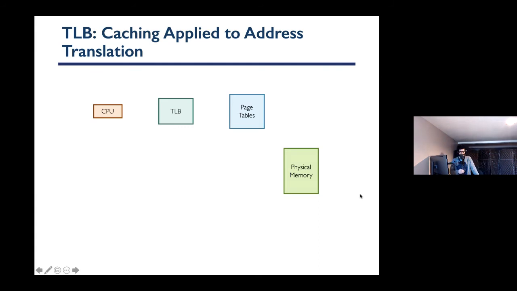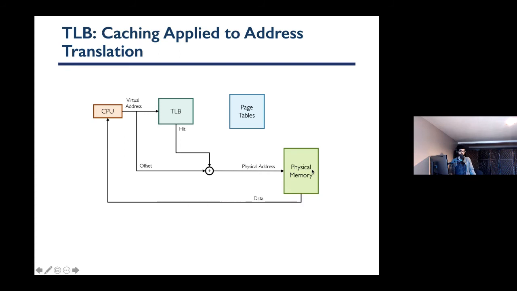Let's see where the TLB sits in our system if we want to have one. The TLB will be sitting right before the page tables. Every time your CPU produces a virtual address, you're going to go to the TLB and check it. If you find that translation from virtual to physical address, you get a hit, then you use the offset to access your physical memory and get your data back.